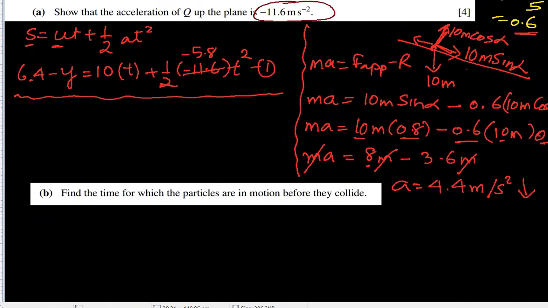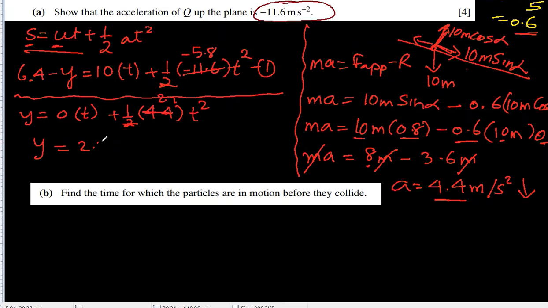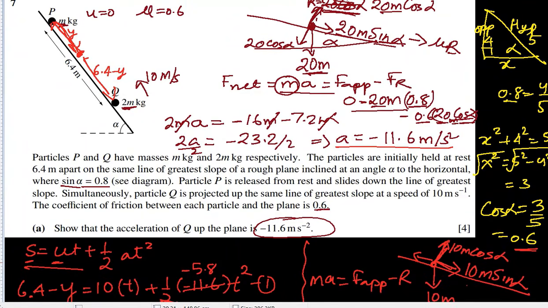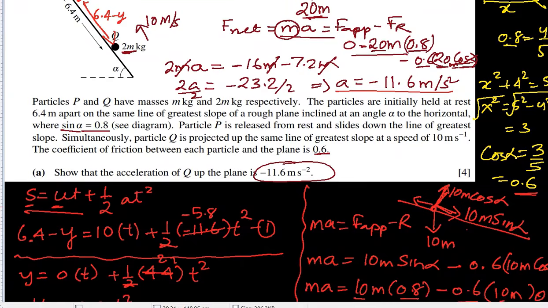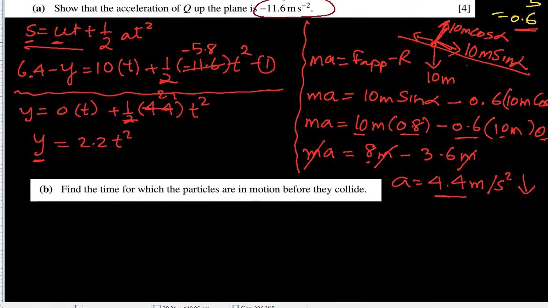Alright. So the same formula will be used. y equal to u is 0. It was just let go, it was not pushed, plus half, acceleration we just found out 4.4, and t square. So y becomes, this can cancel with this, 2.2 t square is the distance y. I'm saying distance, not displacement. The direction of motion of particle P is opposite to the direction of Q. But since they are distances only, y was a distance, I will not change the sign of y.